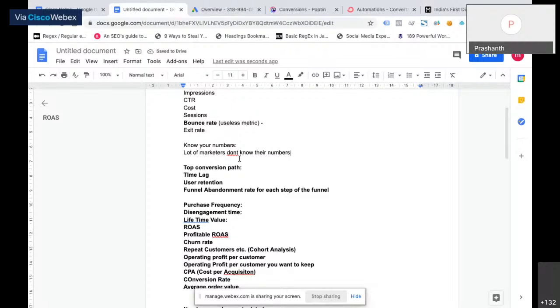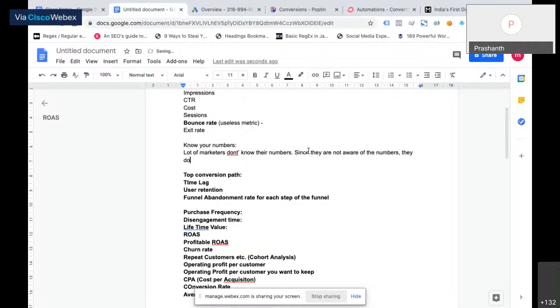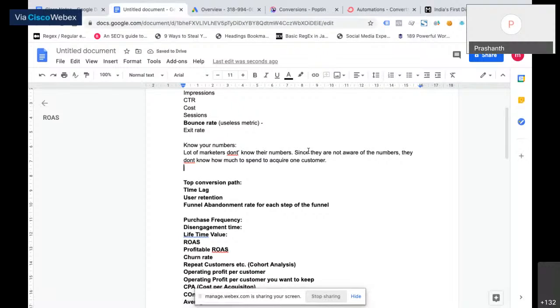Don't know their numbers. Since they are not aware of the numbers, they don't know how much to spend to acquire one customer. If I don't know, Prashant, if I spend 5,000 rupees, will I get one customer?